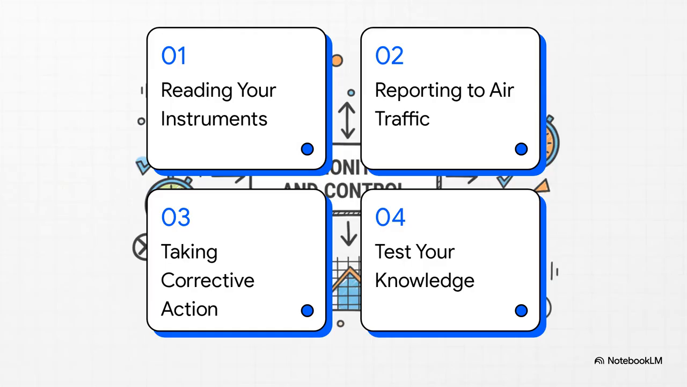So here's our flight path for this explainer. First, we're going to learn how to read our instruments. That's test monitoring. Then we'll talk about reporting to air traffic control, which is all about stakeholders. After that, we'll get hands-on and learn how to actually use the flight controls. That's test control. And to finish up, we'll put you in the pilot seat to test what you've learned.